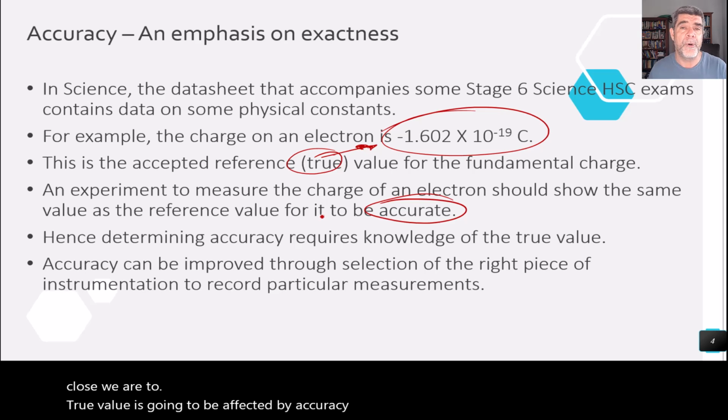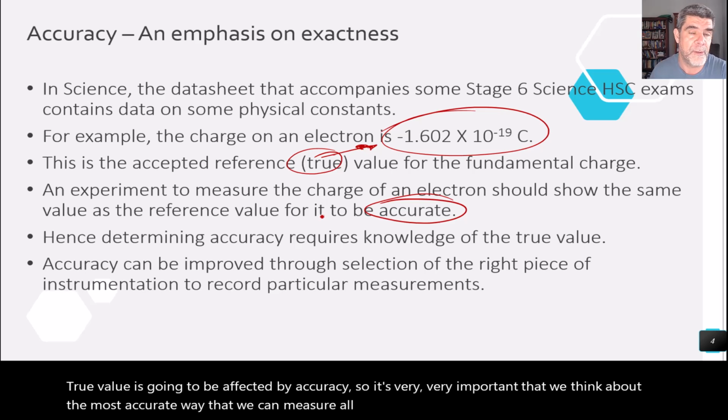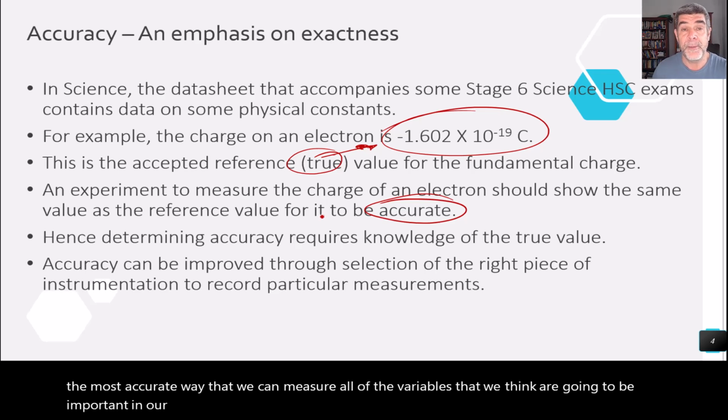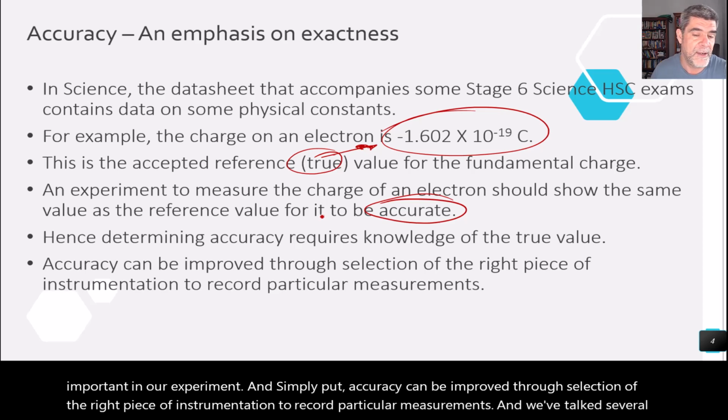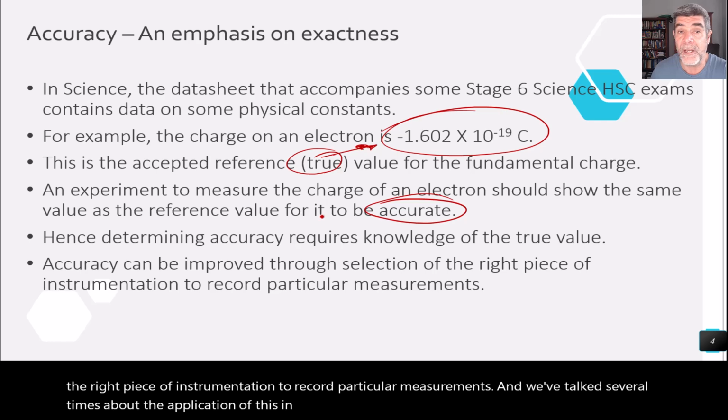So it's very, very important that we think about the most accurate way that we can measure all of the variables that we think are going to be important in our experiment. And simply put, accuracy can be improved through selection of the right piece of instrumentation to record particular measurements. And we've talked several times about the application of this in terms of something like volumes.